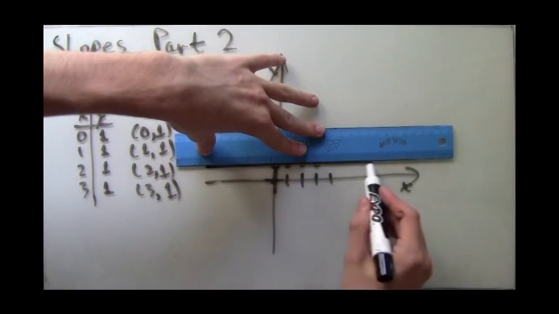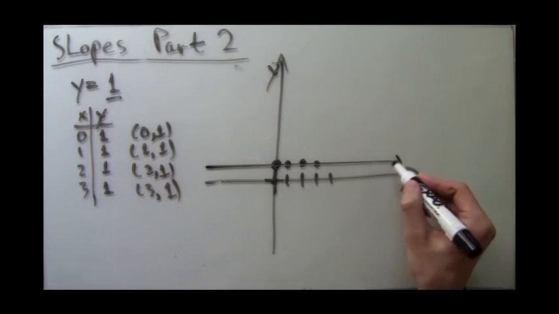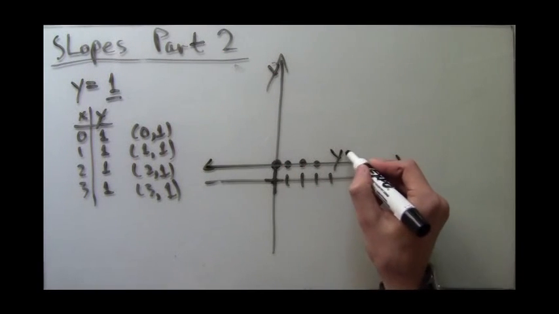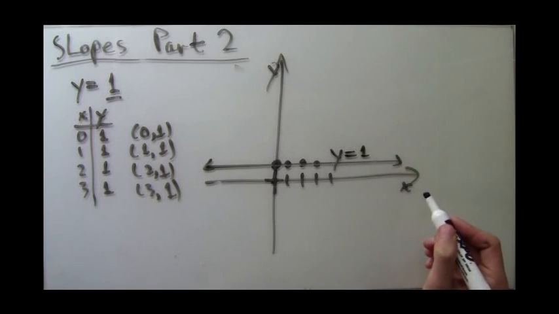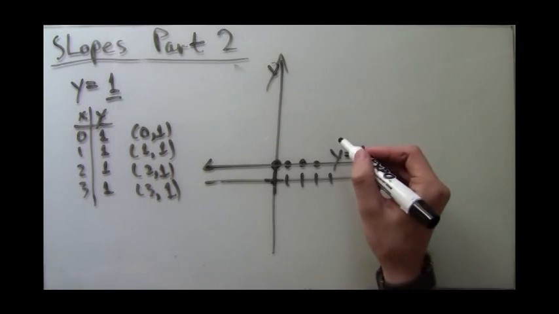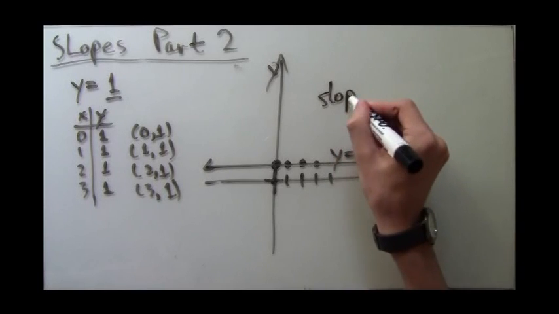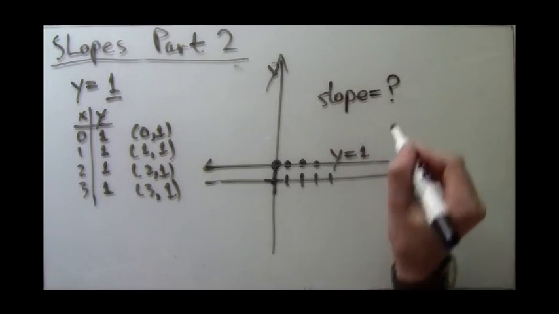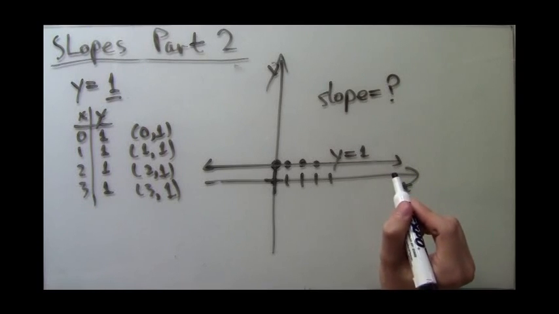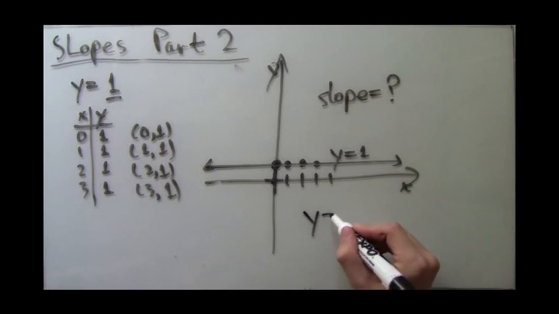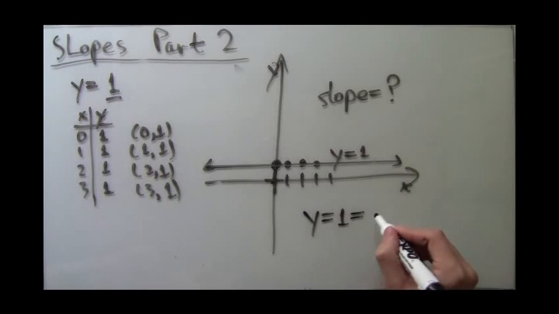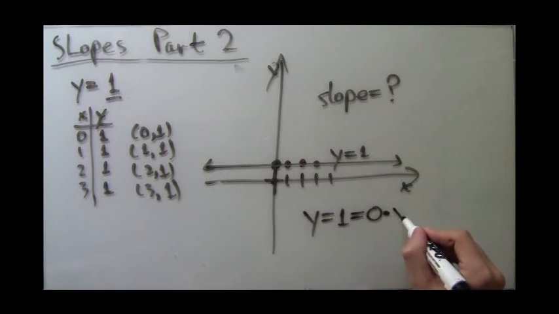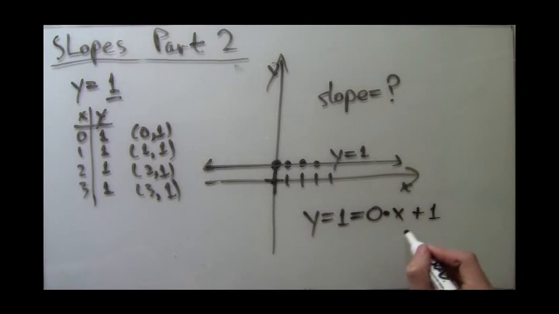Notice it is horizontal. So what does this mean about the slope of this function? Well, we're about to answer that question. Y equals 1 can also be written as y equals 0 times x plus 1. That is because 0 times any number, whatever x may be, is still 0. And 0 plus 1 will still be 1. So we have 0 times x, so the slope must be 0.